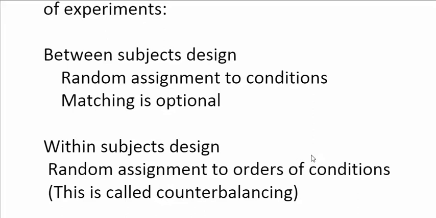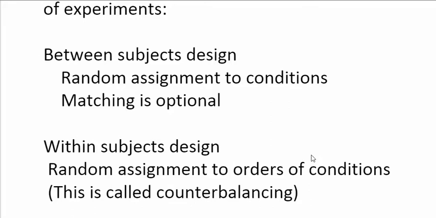If a researcher is doing a within subjects design with two conditions, A and B, then the researcher would randomly assign the participants to two separate groups, and one group would do condition A followed by condition B, and the other group would do condition B first followed by condition A. And you could call them the AB group and the BA group.